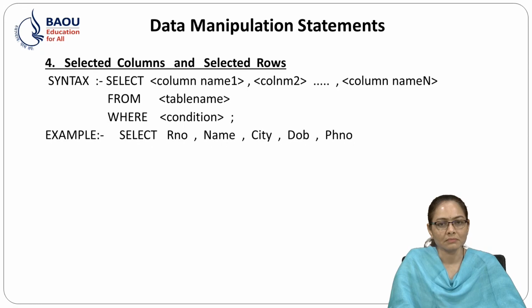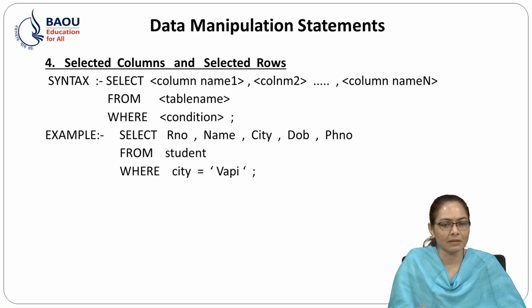Now here the example is: select roll number, comma, name, comma, city, comma, date of birth, comma, phone number from student, where city is equal to Vapi. So this example is used to display the records of Vapi city. Not all the records are displayed, but only particular records are displayed.